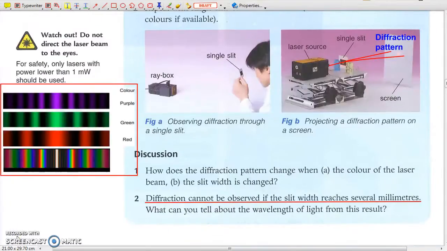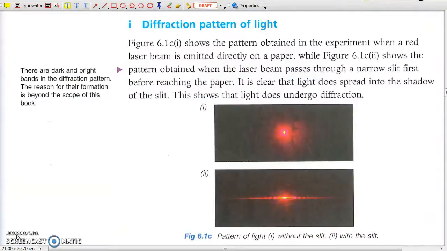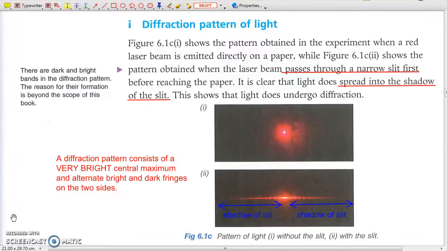Light diffracts, but we don't see it often. Why? Because the wavelength of light is very short. You must find an opening small enough to show observable diffraction. 1. Diffraction pattern of light. When light diffracts, light spreads into the shadow of the slit. A diffraction pattern consists of a very bright central maximum and alternate bright and dark fringes on the two sides.